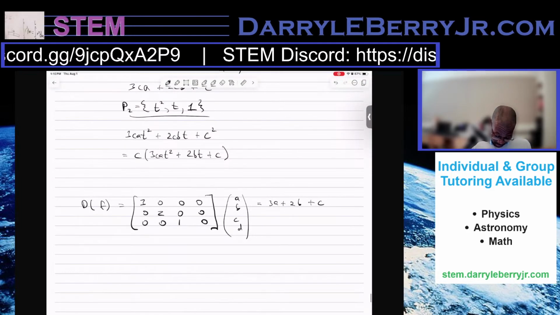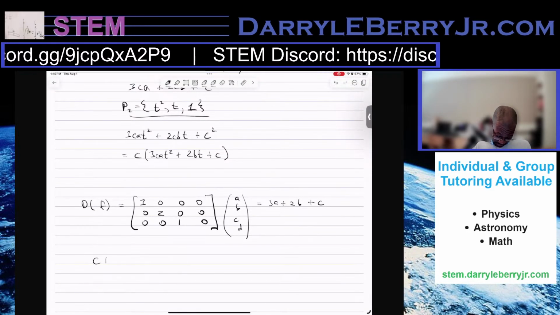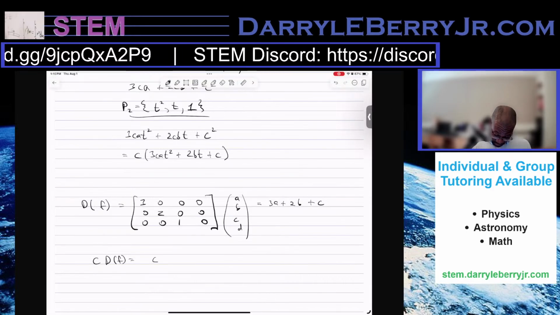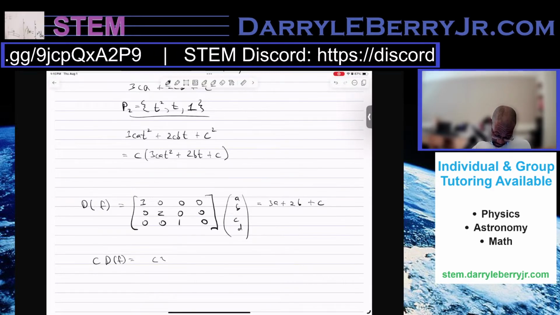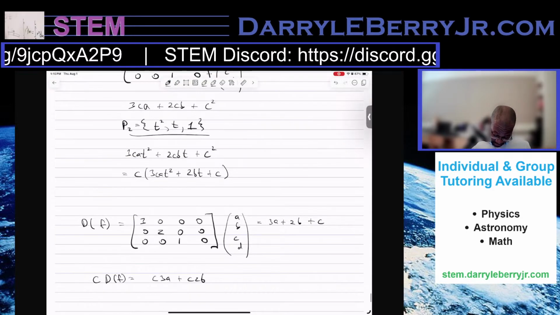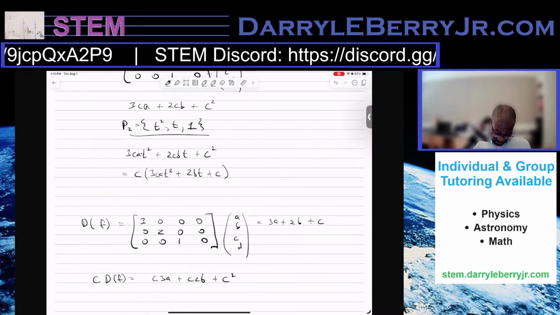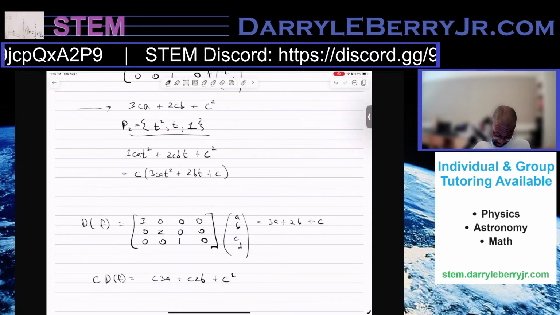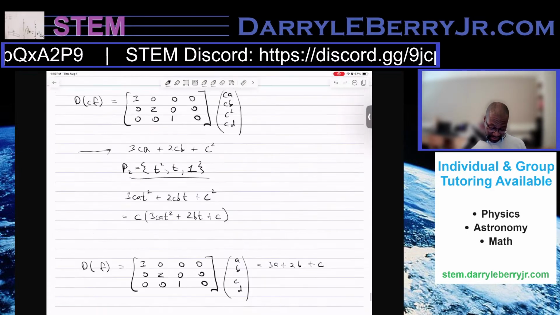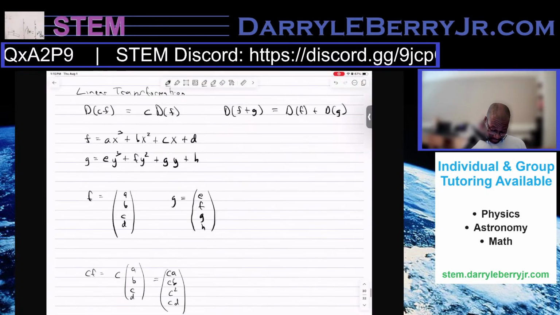And if I multiply that by C, we get C times 3A plus C times 2B plus C squared, which is the same thing we got here when we did it as a part of the problem. So that means it is closed under scalar.